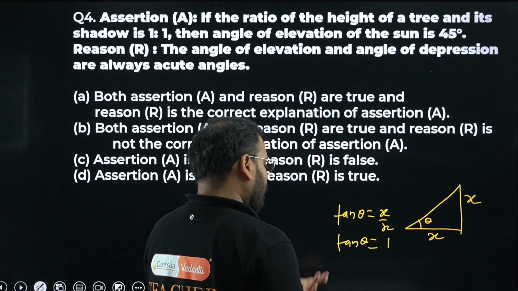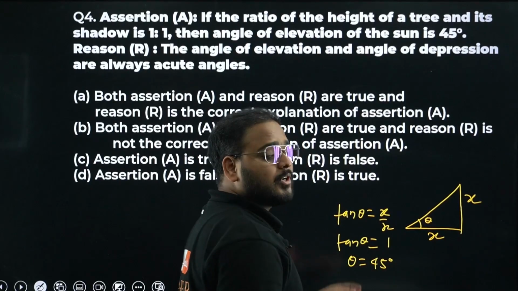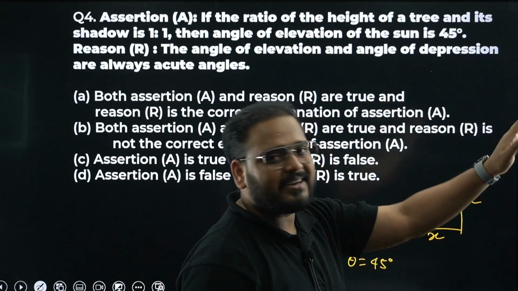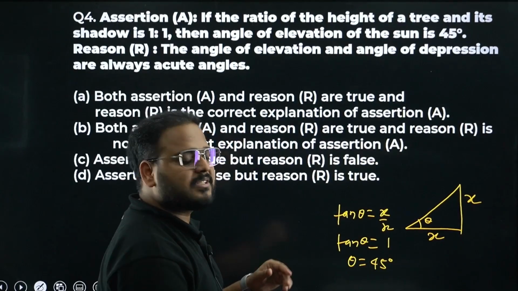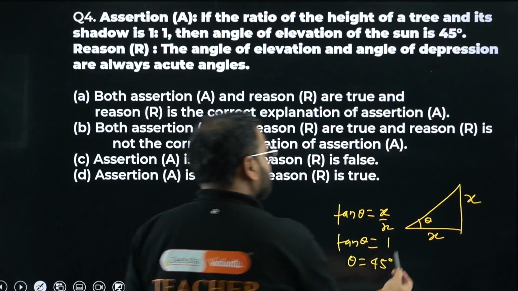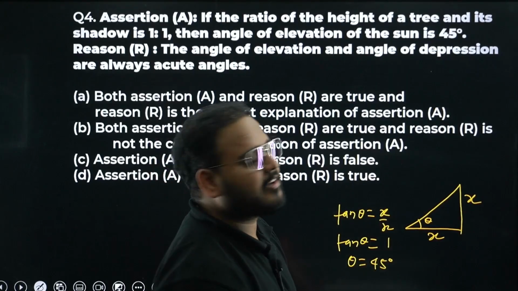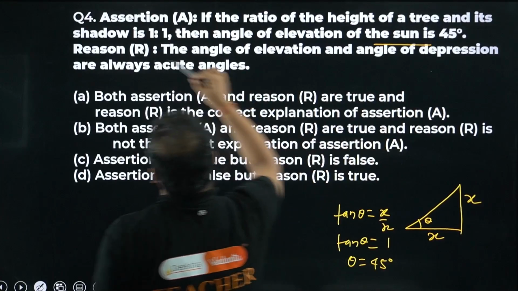Tan theta is 1 when theta is 45 degrees. You should remember this clearly. Whenever the angle of elevation is 45 degrees, the height of the object and the distance of the object from the observer will always remain the same, bacha. Okay? Distance of the object from the observer and the height of the object will remain the same whenever the angle is 45 degrees. So, yeah, correct.